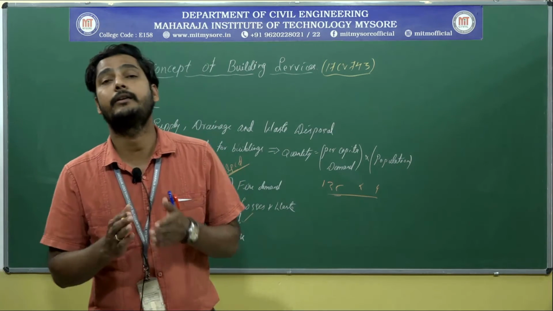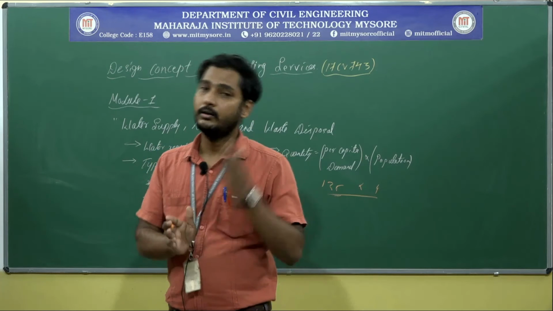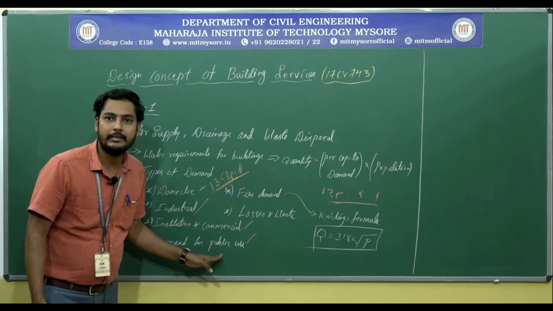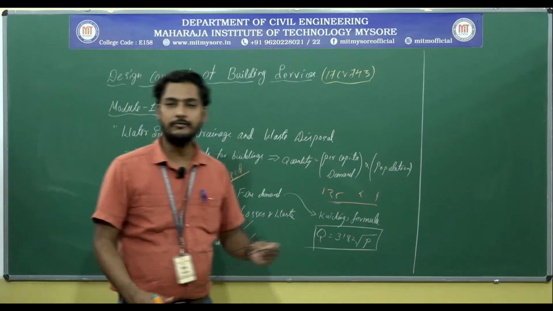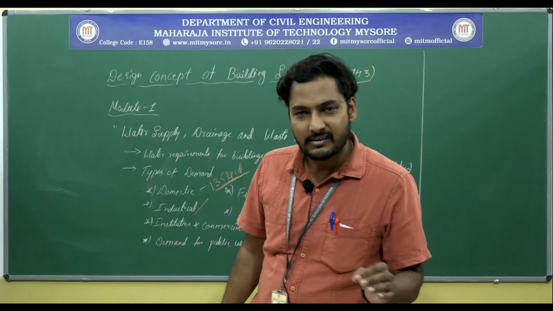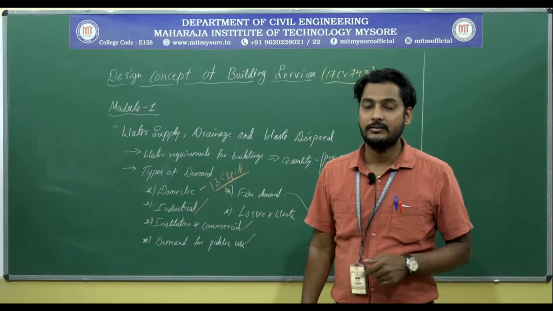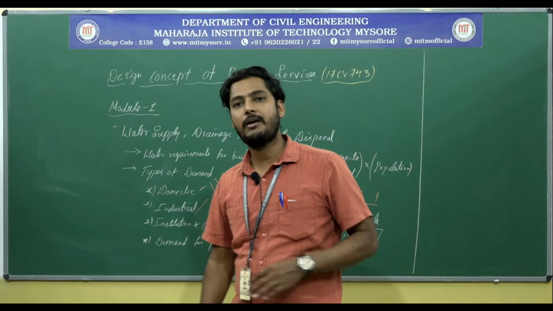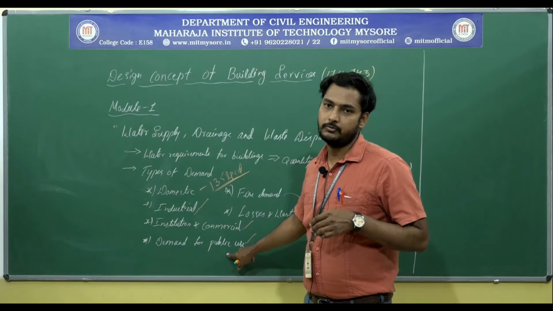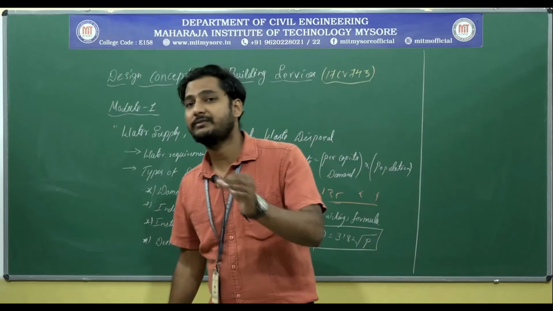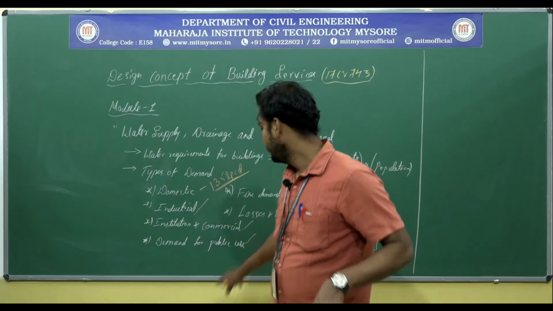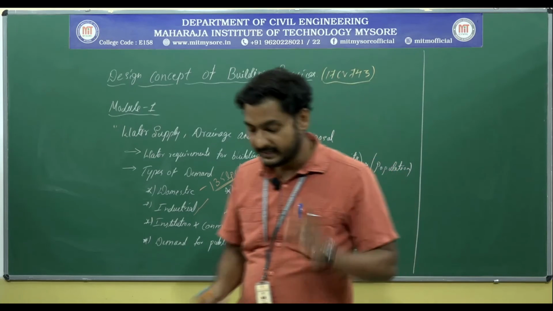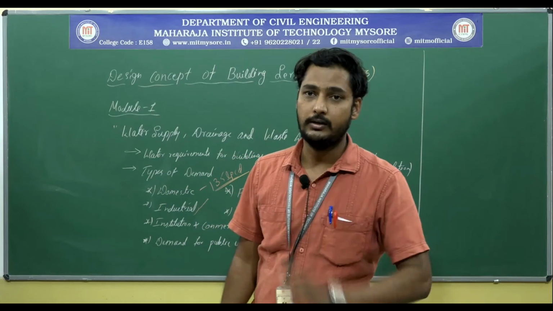So what should be the total quantity of water required for buildings? Demand for public use. Demand for public use in turn consists of the water requirement for parks, playgrounds, gardens, then cleaning the roads or cleaning the city. These are all the requirements that come under demand for public use, and generally we reserve 5% of the total water requirement for public use.